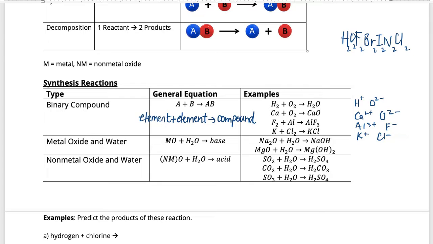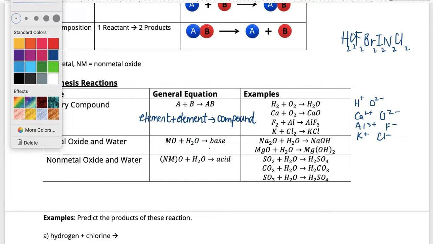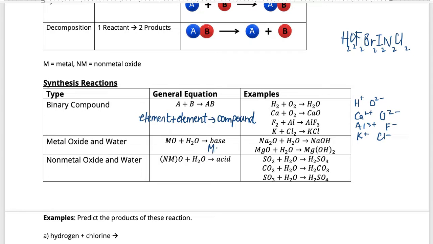To keep it simple here, we're always going to have some sort of metal hydroxide ion like that, okay? All right, so yeah, there are other types of bases out there, but for this one here, we'll just keep it simple here. Just a metal oxide becomes, with water, becomes a metal hydroxide.